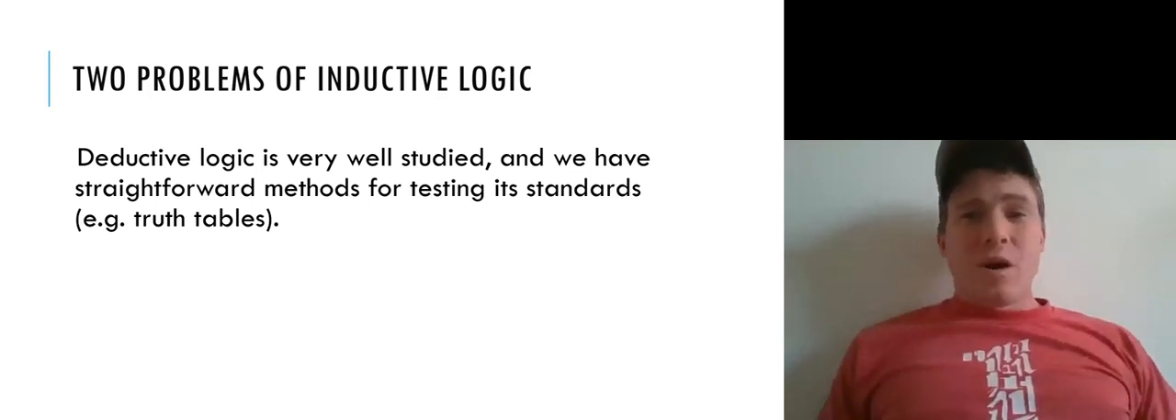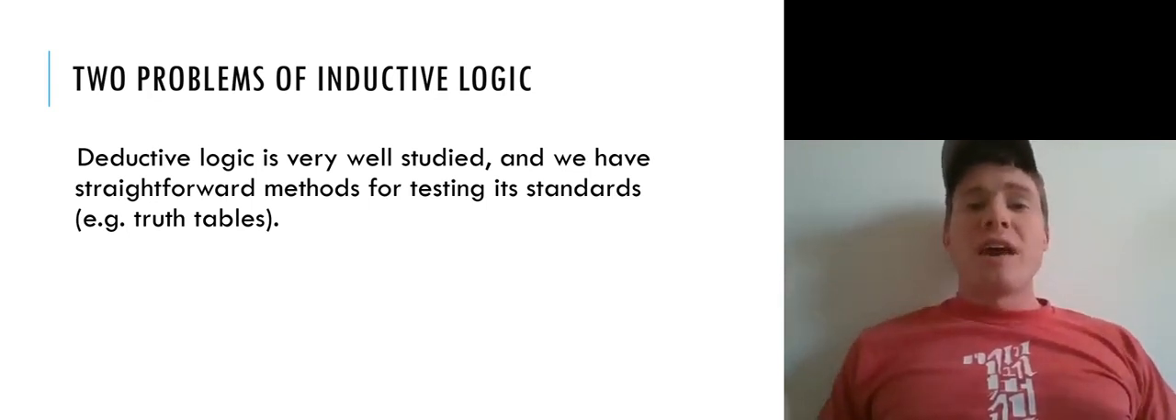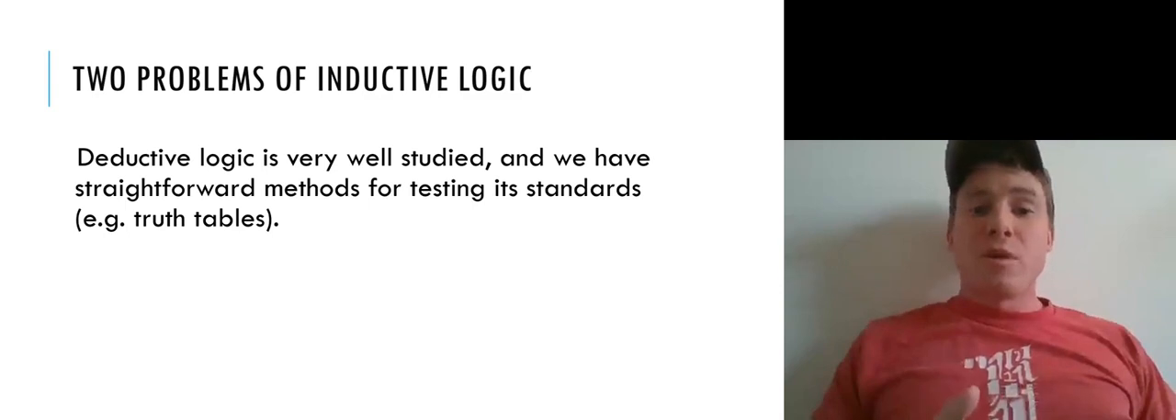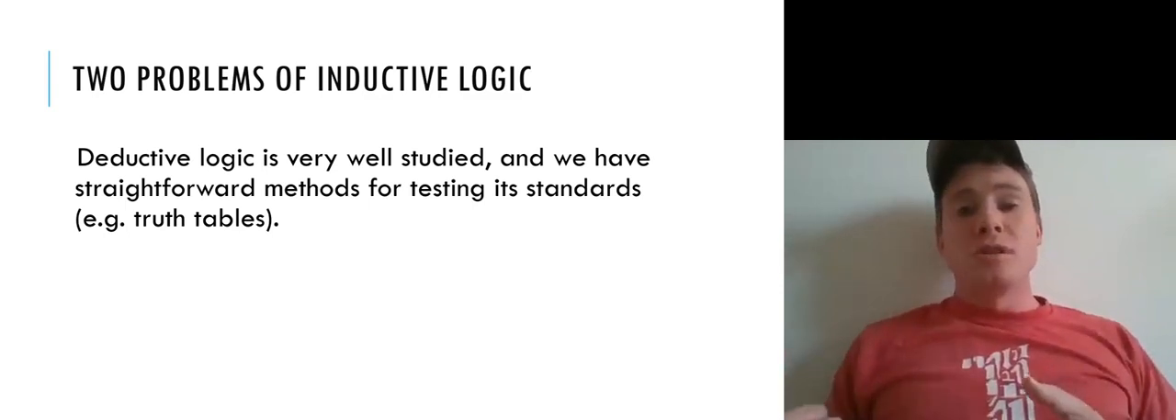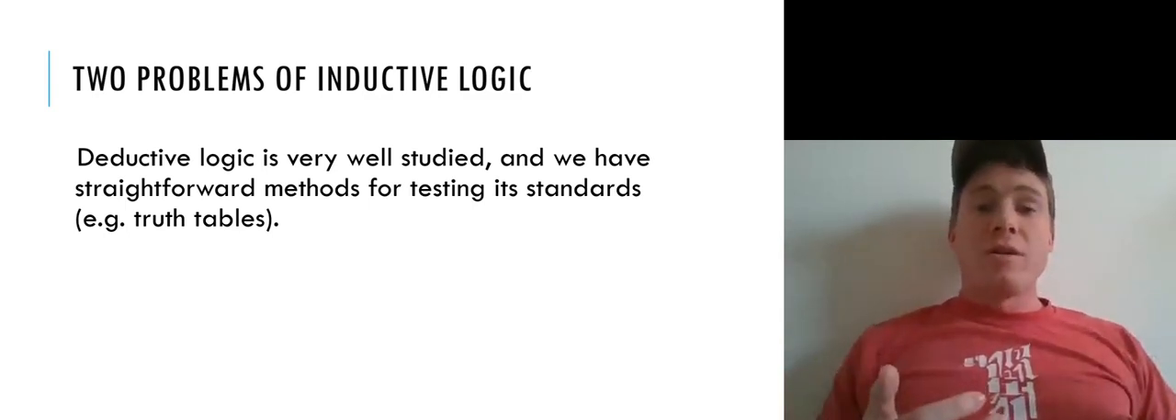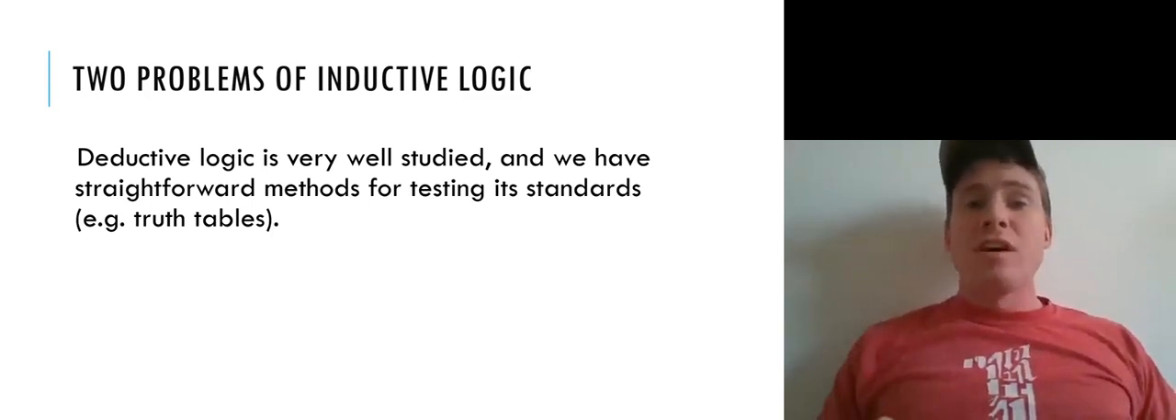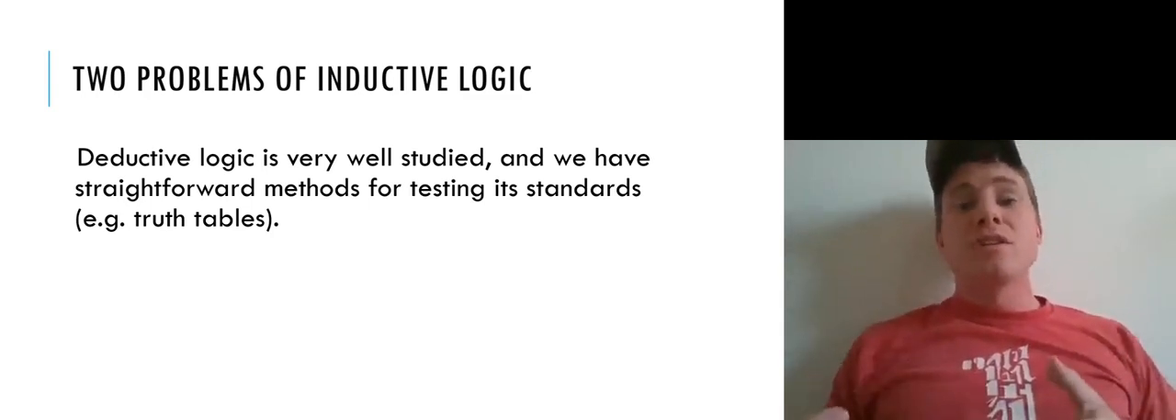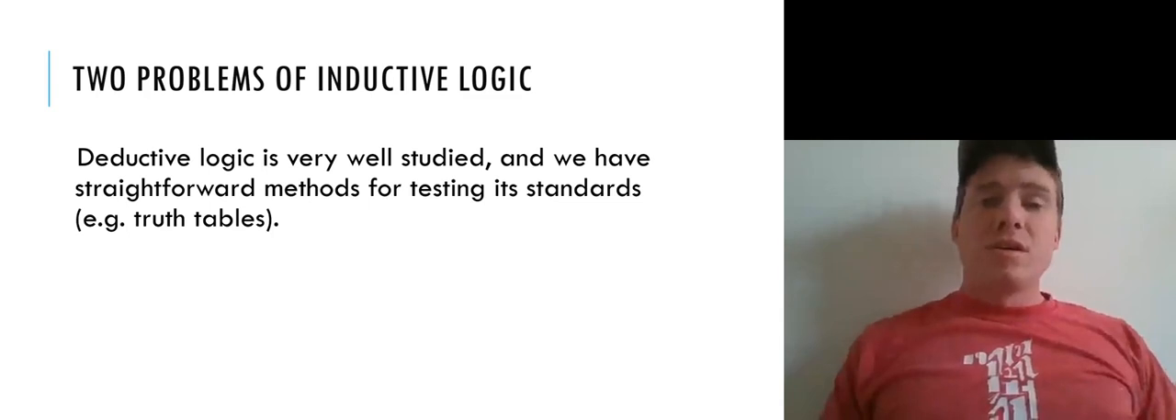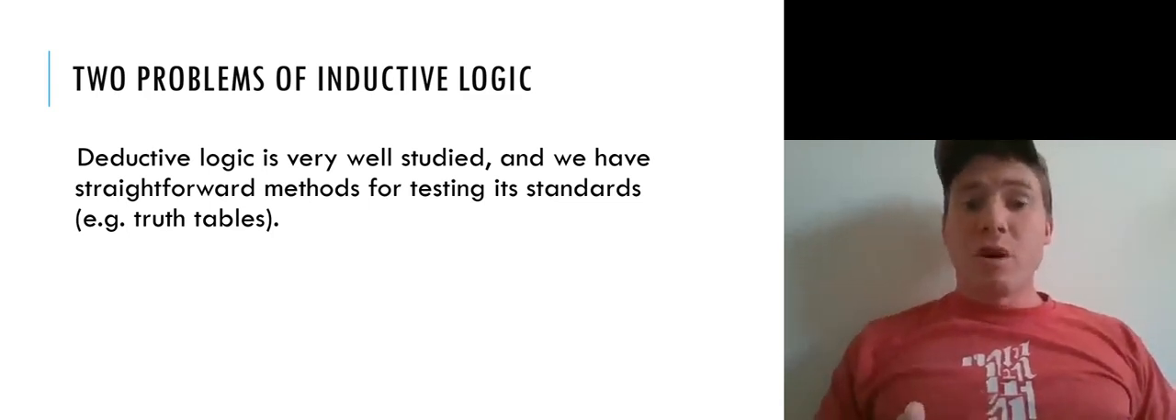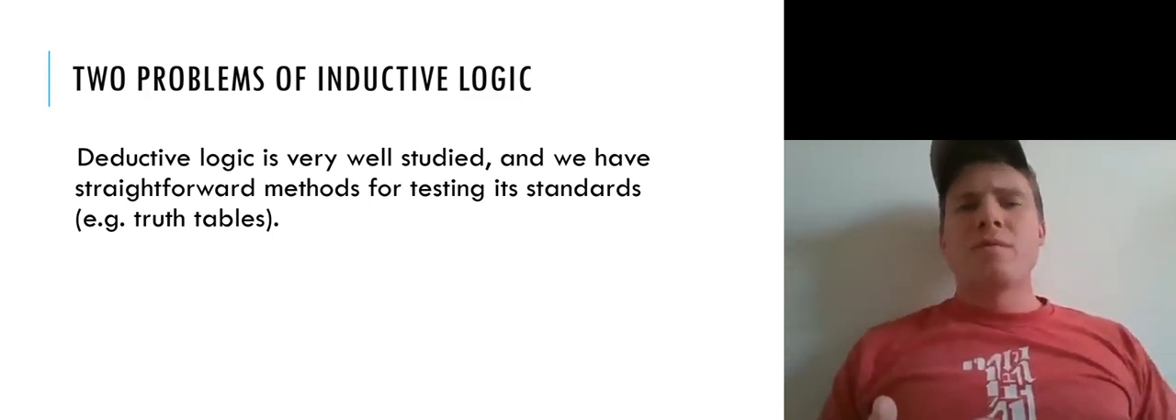Recall that inductive probability is a measure of the evidential link between an argument's premises and its conclusions. So, an argument with high inductive probability is one whose premises render its conclusion probable. An argument with low inductive probability is an argument whose premises don't render its conclusion probable, or perhaps even render its conclusion improbable.